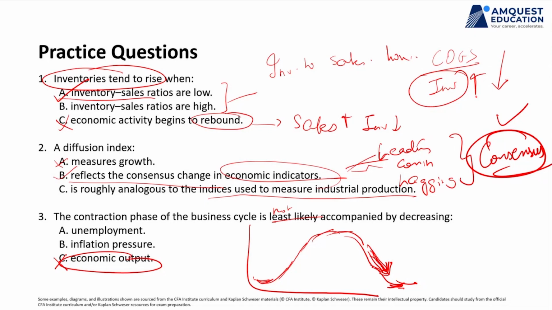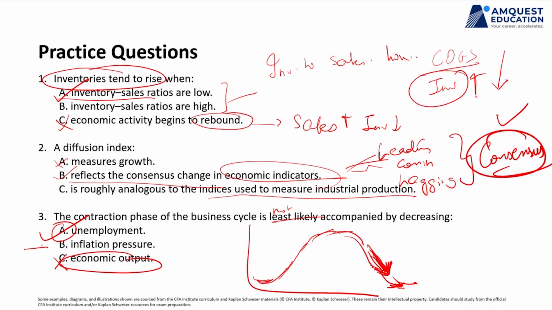Okay. Now, obviously, realize that when you are contracting, that means you are reducing output. Your unemployment is bound to increase, no? Because you are trying to fire people. Your layoffs are increasing. So unemployment is definitely not decreasing. It is increasing. That's the correct answer because it is not accompanied by decreasing unemployment. It is accompanied by increasing unemployment, right?